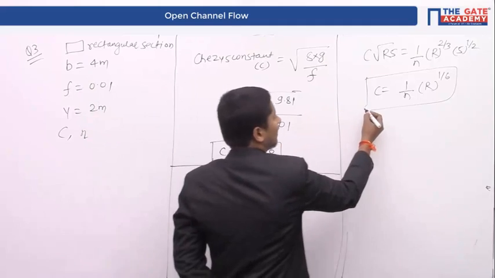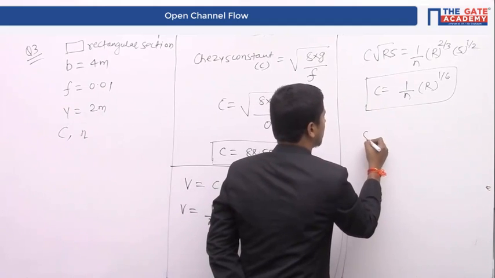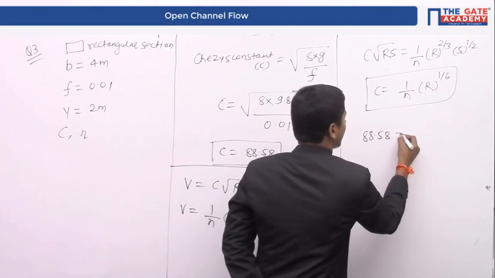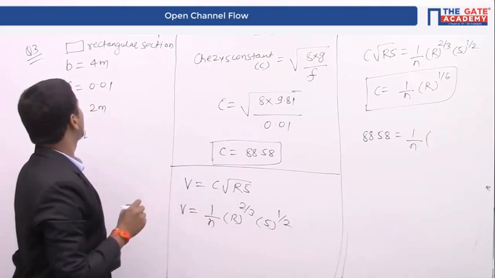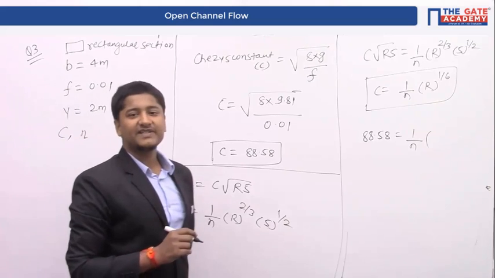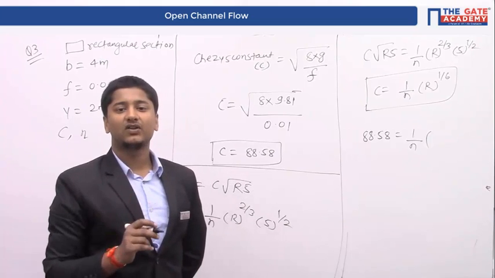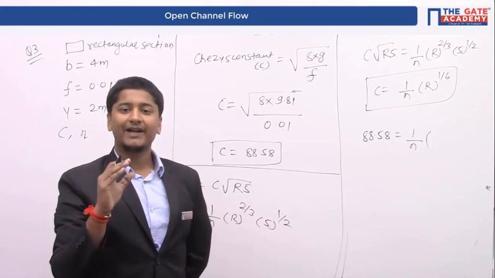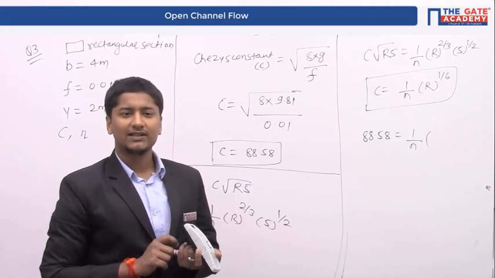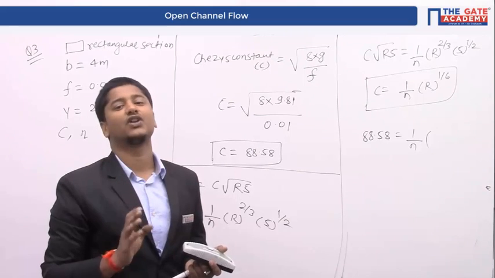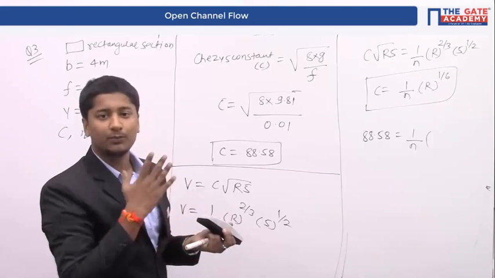So now in this question you got the value for C, and you have to put that value in this equation, that is 88.58 will be equal to 1 by n R to the power 1 by 6. Now R is the part that you have to find out. R is hydraulic radius, so R will be equal to A upon P. To find the area and perimeter of a section, you have to know two data. That is width and depth of flow. So width is 4 meter given and depth of flow is also given, so you can put directly.